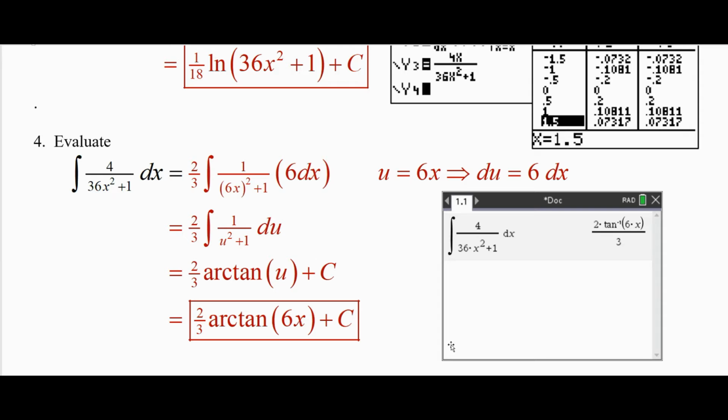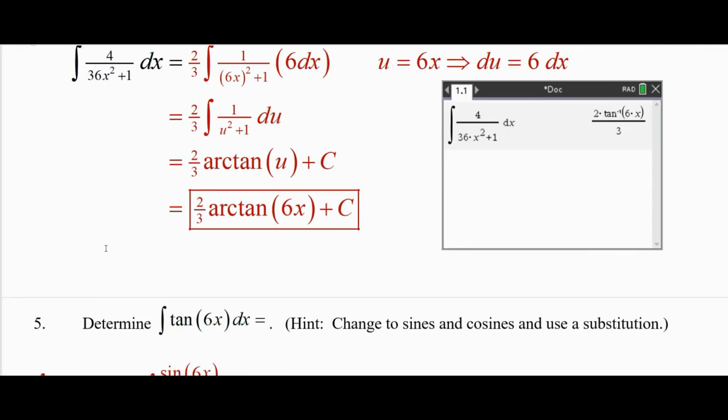The family of antiderivatives is 2/3 times arctangent of 6x plus c, and the plus c, of course, for any real number c gives us an entire family of those antiderivatives, and that's exactly what this gives you here. Notice when you do the antiderivative in the CAS calculator, the TI-Nspire CAS, you do not get the plus c, so you have to remember to put that in there. It's just going to start with c of 0 probably, and then it's using a different notation for the arctangent, but that's the same thing.